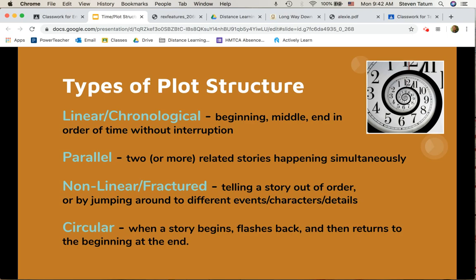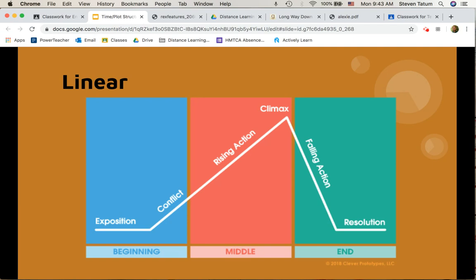Circular is the last kind of plot structure, and like a circle, this is where the story begins and ends in the same place. And usually the way it does that is it starts out at an exciting moment in the story, and then you get this long flashback that lets you know how you got there, and then it ends from there. Let's look at what each of these looks like.